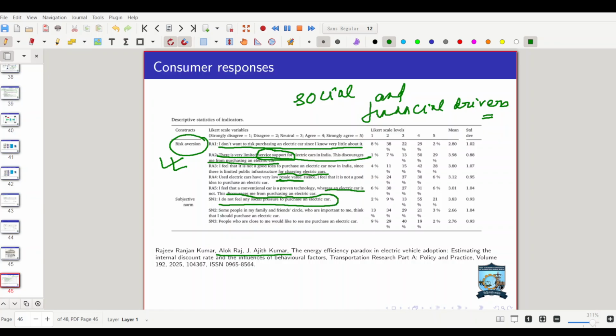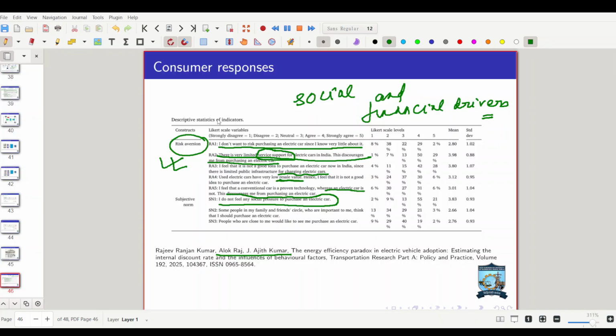"I do not feel any social pressure to purchase an electric car." Yes, of course, in our society, some people in my family and friend circle who are important to me think that I should purchase an electric car. People who are close to me would like me to purchase an electric car. So not only the technical aspects, but the social and financial aspects also decide whether a person will go for an electric car or not.